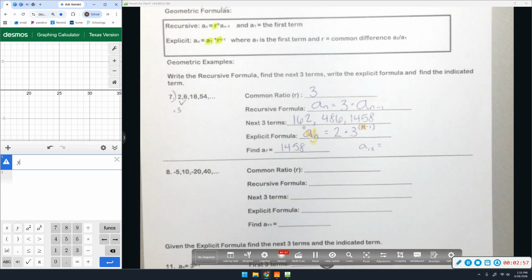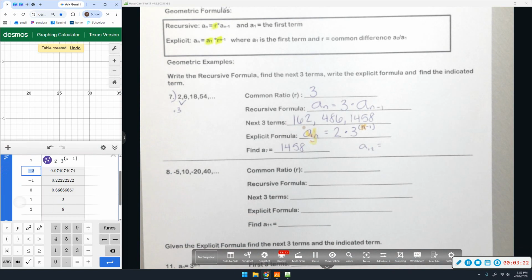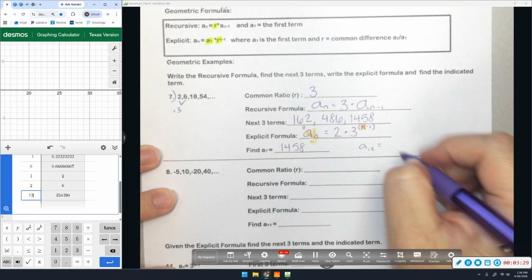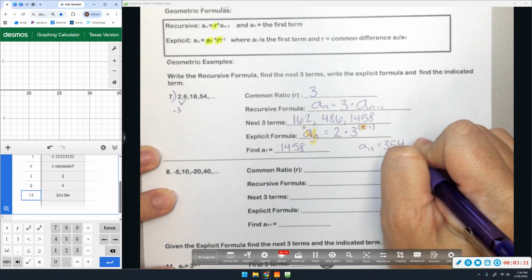So y equals 2 times 3 to the power. Now watch what happens if I try to type x minus 1 without parentheses. Do you see how that minus 1 is not up there? So watch what happens when I do use parentheses. Do you see how it stayed up top? That's why we have to use parentheses. So I'm just going to write them because we have to use them. Okay, so if I want the 12th, remember we click the cogwheel, table, and we're going to type 12. So we get this big old number, 354,294.